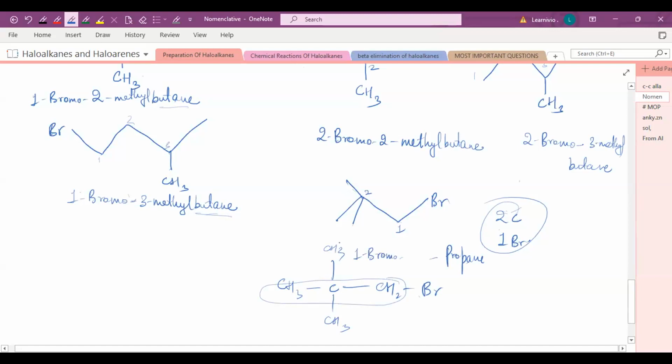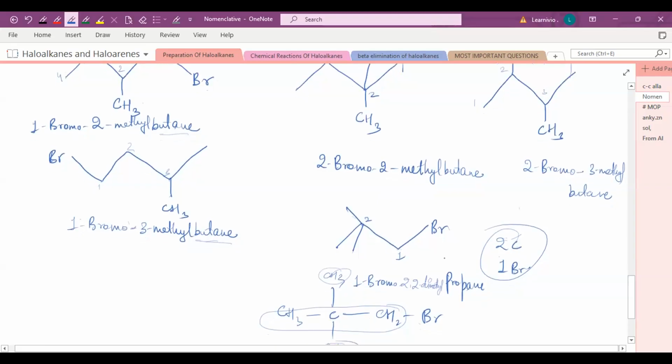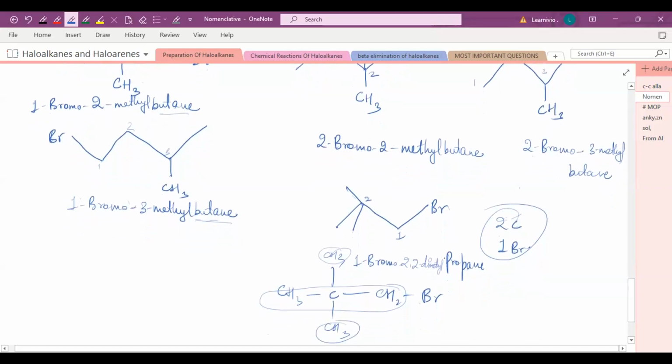Right, on the second carbon there is a methyl group, 2,2-dimethyl. This is dimethylpropane. Is it clear, Aneesha? Yes, ma'am. Any doubt? Now you can draw each and every structural isomer.